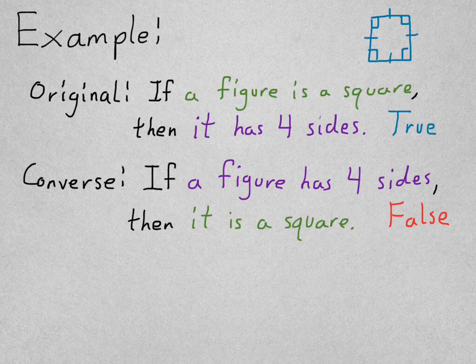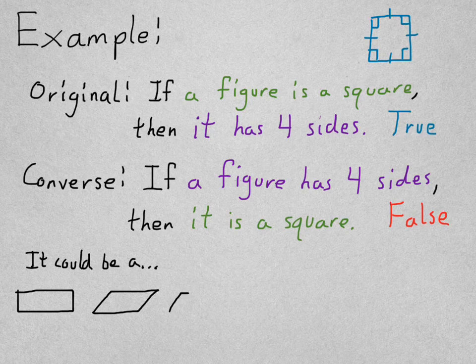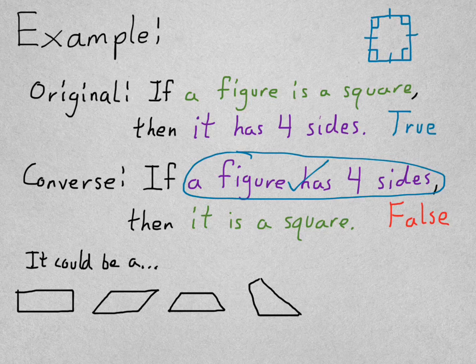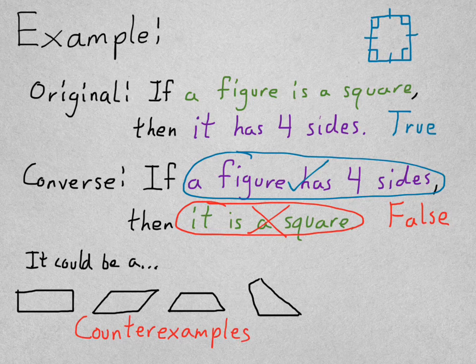So, what are some counterexamples? Well, it could be a rectangle, parallelogram, trapezoid, or some other funky quadrilateral that doesn't really have a name, but it still has 4 sides. All of those are counterexamples because the first part is true, the figure has 4 sides, but that doesn't lead to the conclusion that it is a square. That makes all of these good possible counterexamples.